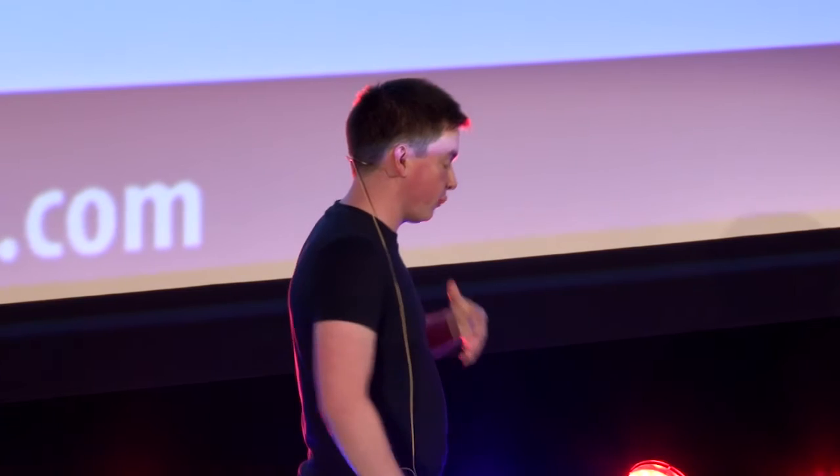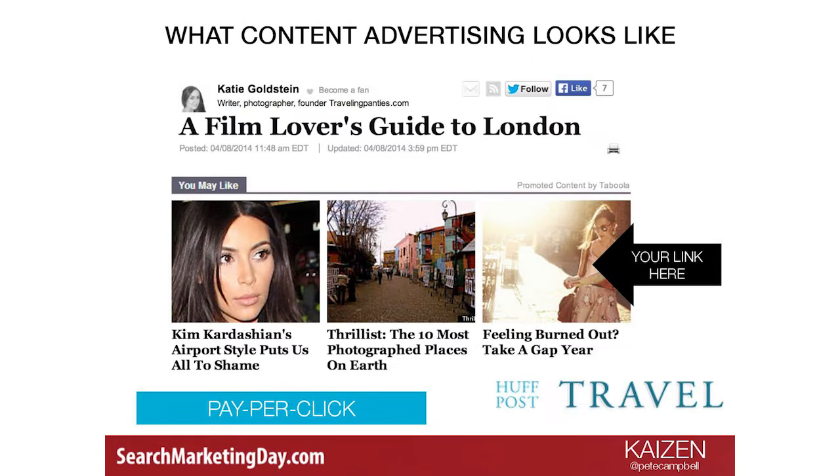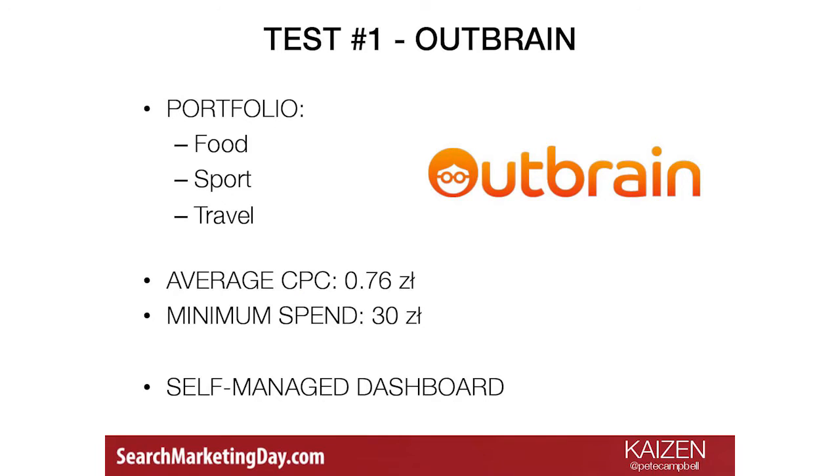The first campaigns I ran were with content advertising. Now, with content advertising, you pay on a per-click basis. There are lots of different providers of content advertising, and the idea is that you're supposed to pick the right one that matches your pieces of content. And I'll give examples of that as I go through. The first campaign I ran was on Outbrain.